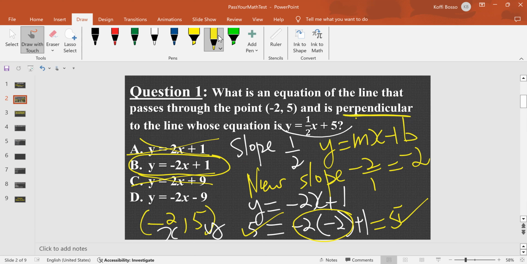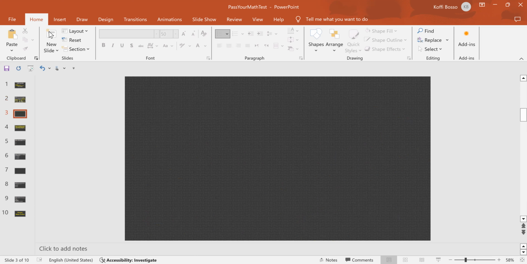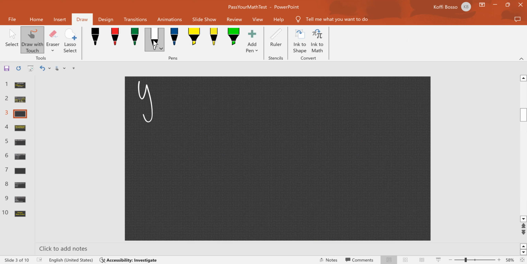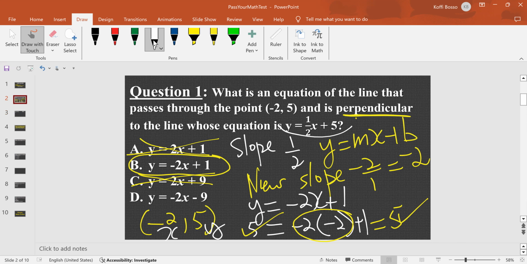Now, if you want another method, let's share it. We're going to use the slope-intercept form, y equals mx plus b. Here we want to redo the same problem using a different method. After we use the negative reciprocal of the slope, we get our new slope, which is negative 2.